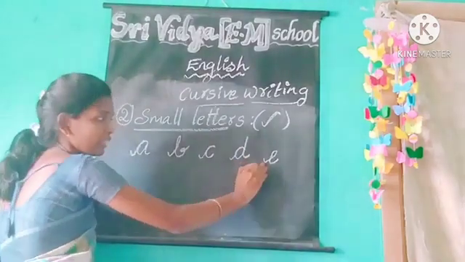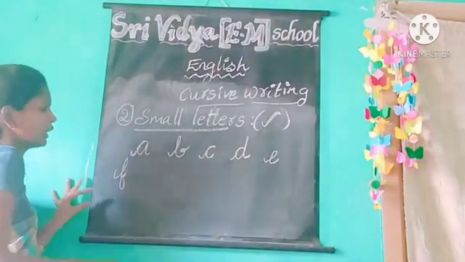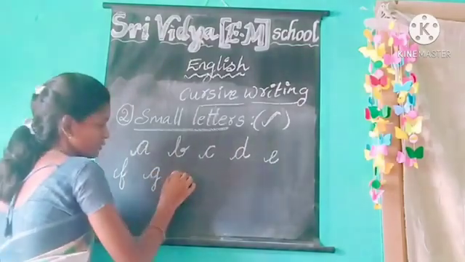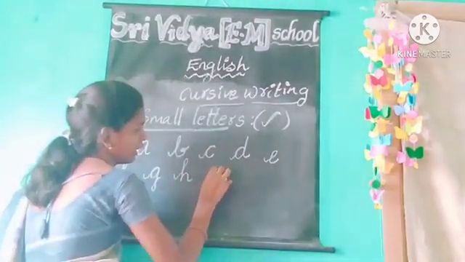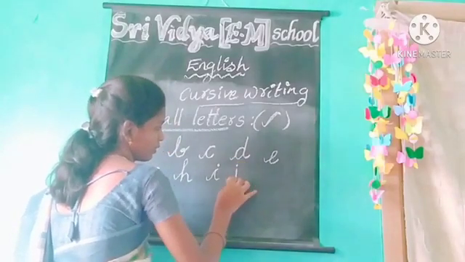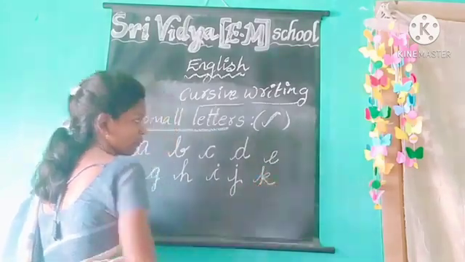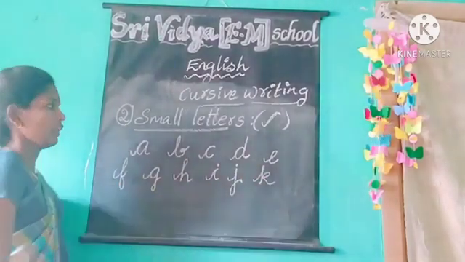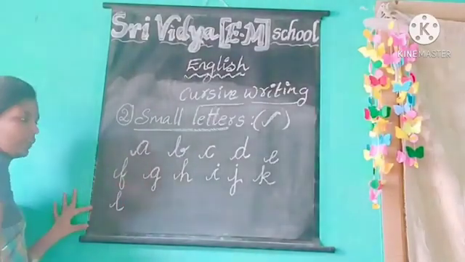Okay. Next, after E, what is the next letter? F. Okay. Next, G. After that, H, I, J. Next, K. Okay, observe it properly. The stroke is used everywhere. Next, after K, what is the next letter? L.